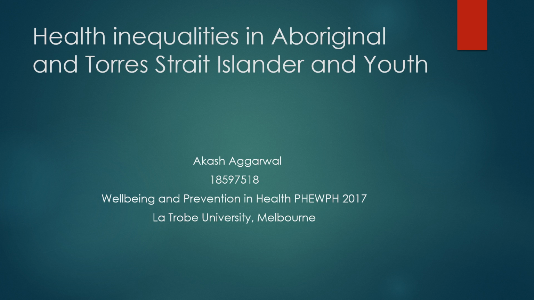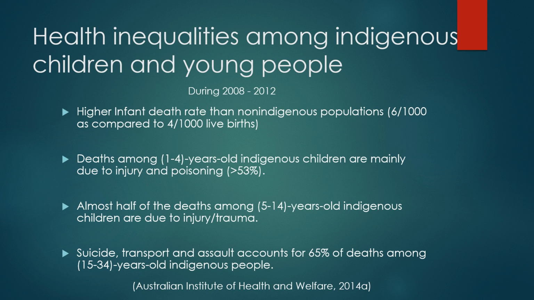Infant death rates were one of the highest in these populations, mainly due to antenatal complications including fetal growth disorders and birth trauma. Low birth weight and sudden infant death syndrome accounted for 4% of overall Indigenous death rates, while injury and poisoning were the leading causes of death among 1 to 4-year-old Indigenous children. Injury and trauma accounted for more than half of the deaths in 5 to 14-year-old children. Suicide, transport, and assault were the leading causes of deaths among 15 to 34-year-old Indigenous people.